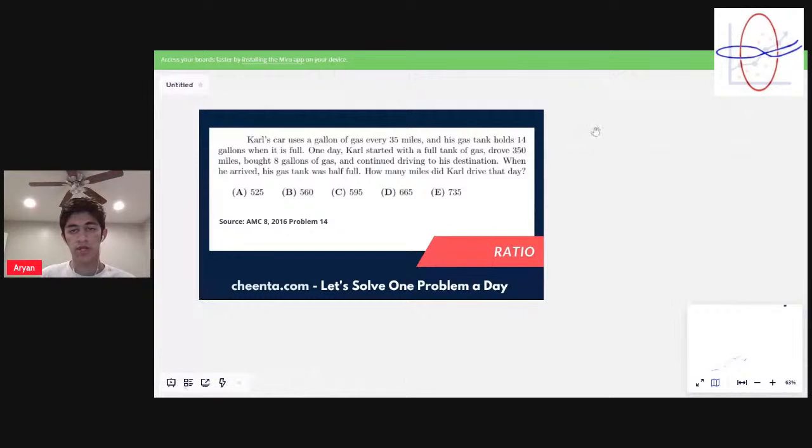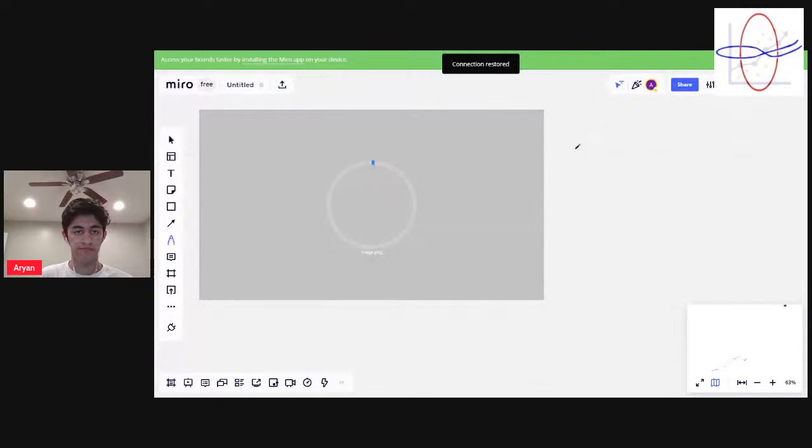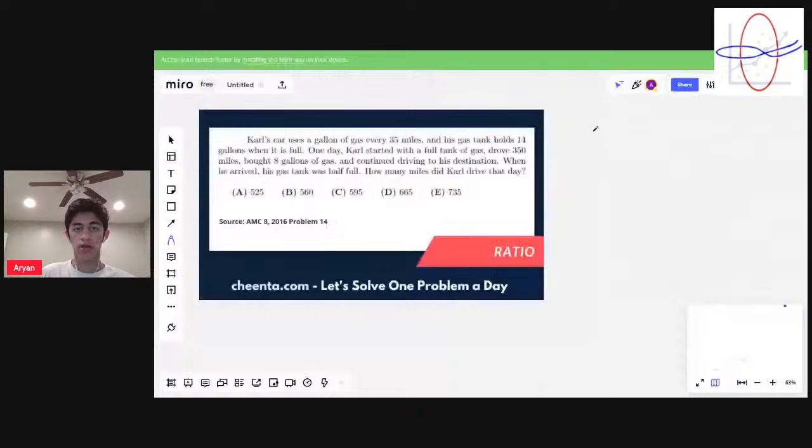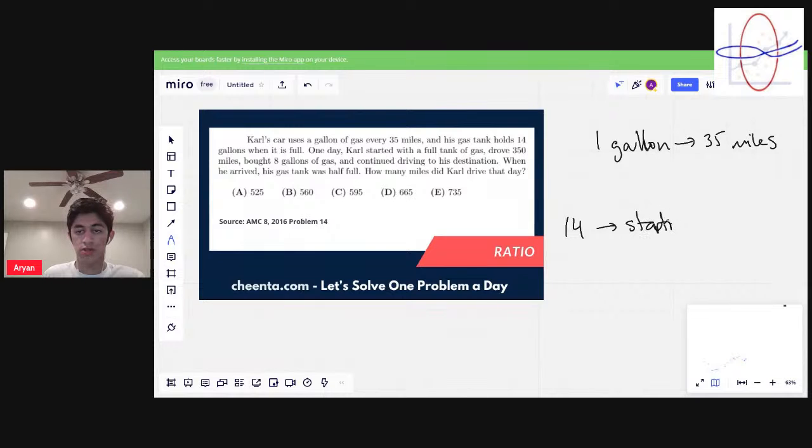This is basically a word problem where we're given a lot of information, so we want to break this down into numbers. We have 1 gallon of gas gives you 35 miles, and the total is 14 gallons. They tell us that he starts with a full tank, so he starts with 14. That's how much he starts with.